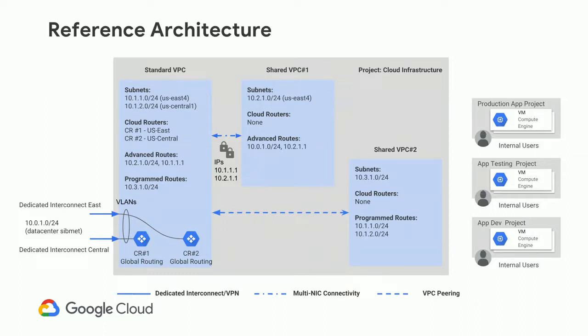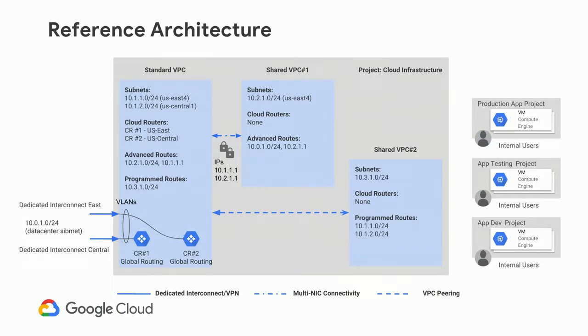So now I want to interconnect a bunch of this stuff together, right? The first thing I'm going to talk through is the standard VPC connecting to the on-prem environment. In this case, I'm putting 2 cloud routers in place, and I've built 2 interconnects. So you can see the dedicated interconnect in the east and the central region. What those cloud routers are going to do is learn all the routes that I have programmed in the standard VPC, and advertise them via BGP to the on-prem environment. And that's going to allow the on-prem environment to talk to the standard VPC, okay? So that's the first thing I did.